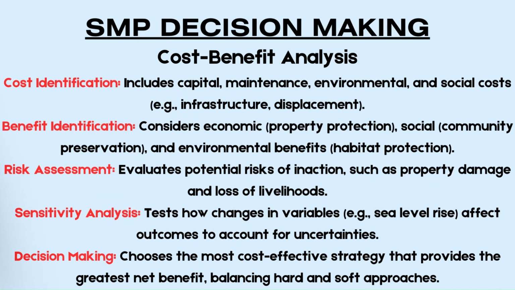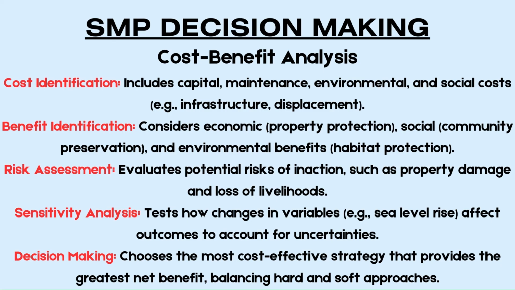When making a plan, cost-benefit analysis is carried out. In coastal management, the first step is cost identification. This involves considering capital costs, maintenance expenses, and also environmental and social costs, such as impacts on ecosystems or the potential displacement of communities due to new infrastructure. Following this, benefit identification takes place. This considers a range of positive outcomes, including economic benefits like property and infrastructure protection, social benefits such as the preservation of local communities, and environmental benefits, for example, the protection of important coastal habitats.